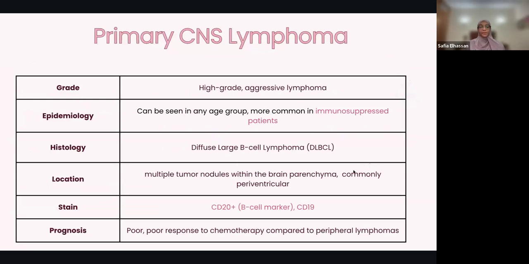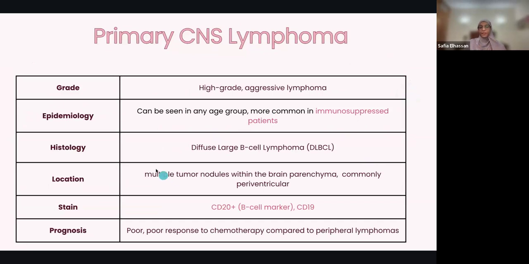Primary CNS lymphomas are high-grade aggressive lymphomas that can be seen in any age group, but are more common in immunosuppressed individuals. As for the histology, it's very simple. You would just see diffuse large B cells. The location has multiple tumor nodules within the brain parenchyma, commonly periventricular.